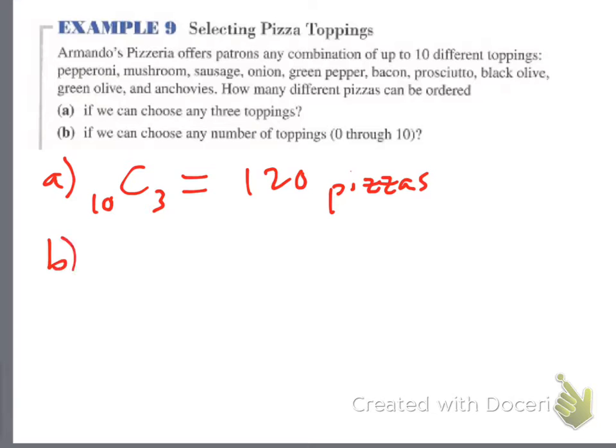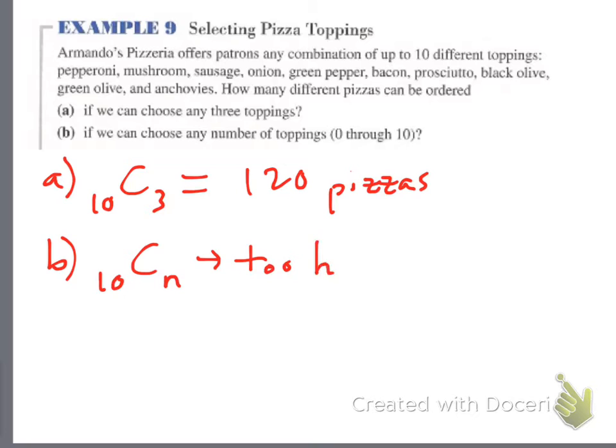Okay? Now, part B is a little bit different. It says how many pizzas can be ordered if we can choose any number of toppings, 0 through 10. So whether you want it plain or whether you want everything on it or anything in between, how many of those pizzas can be ordered? Okay? So we could do this, but, and I'm saying N here because they don't tell me how many specifically to choose. They're telling me it could be anywhere from 0 to 10.